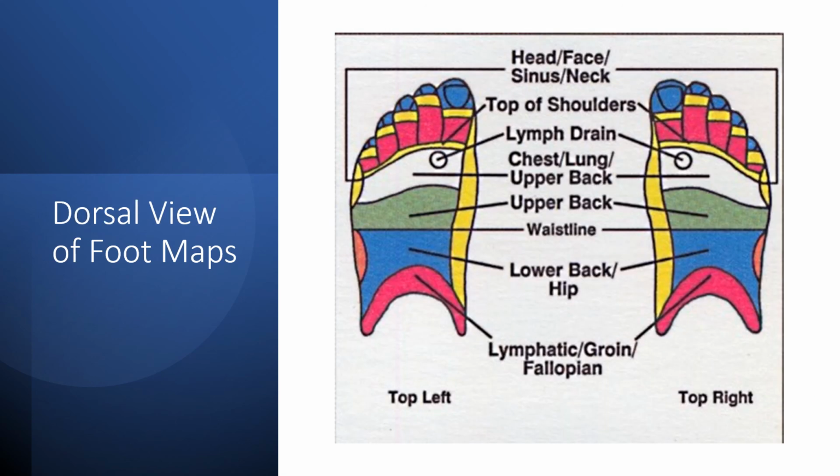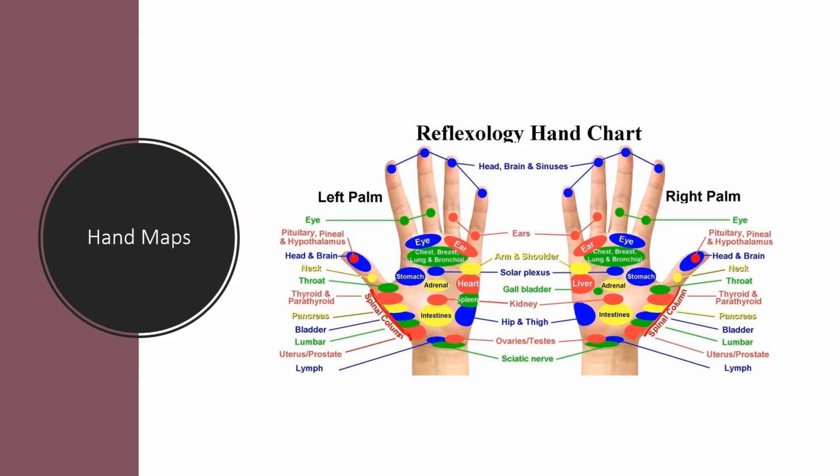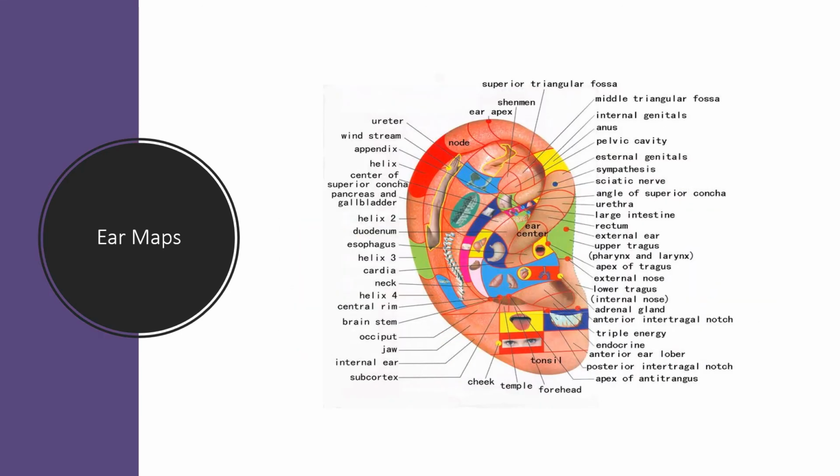And here we have the dorsal view of a foot map. Here we see the medial and lateral views of the foot maps. And here we have the reflexology hand chart, hand map. And this is the ear map.